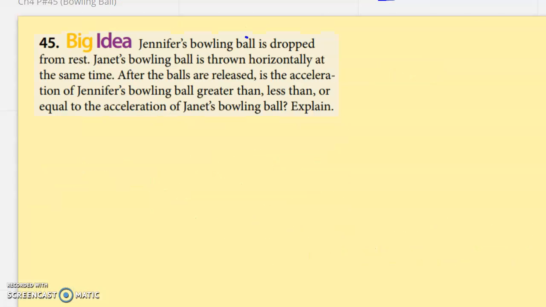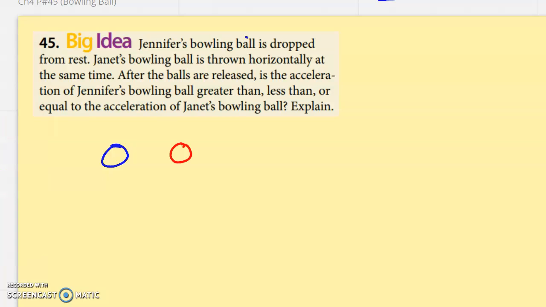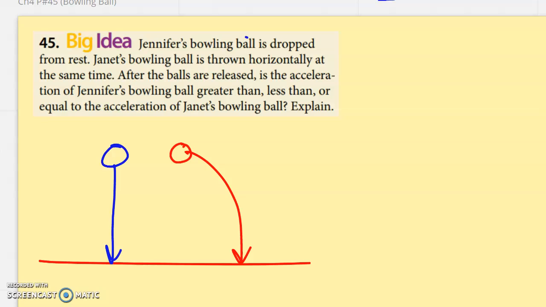On 45, it talks about Jennifer's bowling ball being dropped from rest. Here it is. And Janet's bowling ball being thrown horizontally. After the balls are released, is the acceleration of Jennifer's bowling ball greater than, less than, or equal to the acceleration of Janet's? Well, it's going to be the same. So if you took the paths, Jennifer's bowling ball is going to go straight down like this, whereas Janet's is going to go in this parabolic path like that.